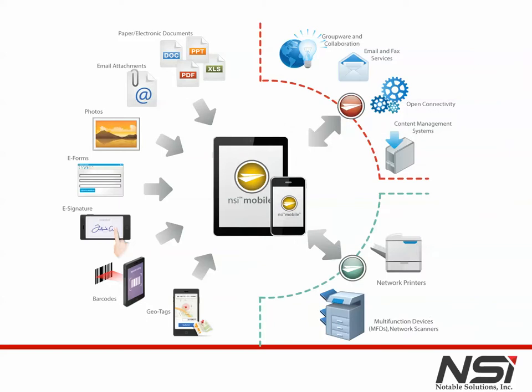So the NSI mobile app is feature rich. It allows for capturing metadata, images, putting that into a form, capturing signatures from the doctors and patients, reading barcodes, and providing for geolocation. So we gather the information and then we send it to the document management system, and it can go to multiple destinations at the same time. One push of a button, it goes to multiple places. And you can use the mobile app for mobile printing.